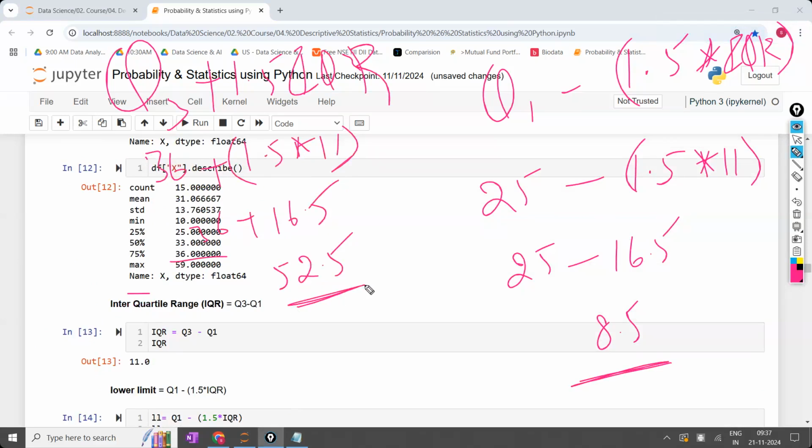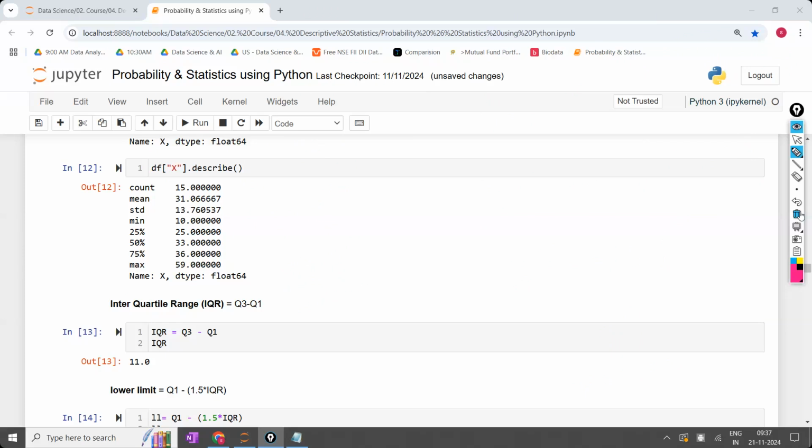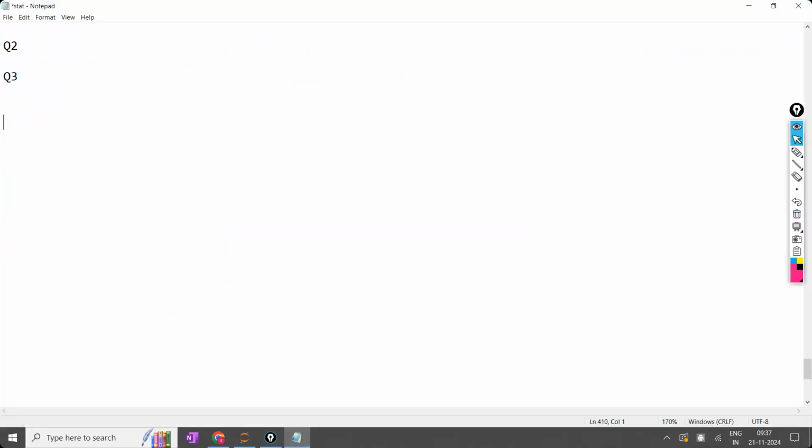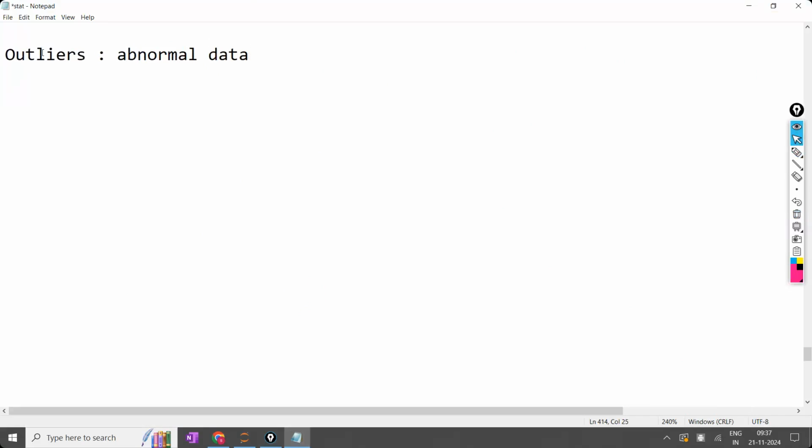Now, what is the purpose of calculating lower limit and upper limit? Now we are going to enter into a most important concept called outliers. Outliers are abnormal data. Means everything will be on one side, and this single record will be on some other side. Not only a single record, it can be multiple records also. Something different data, while the remaining records will be normal.